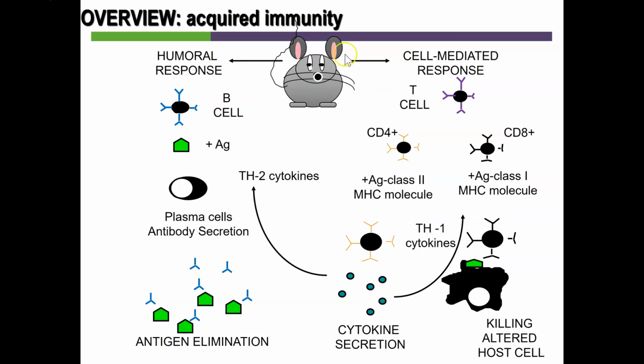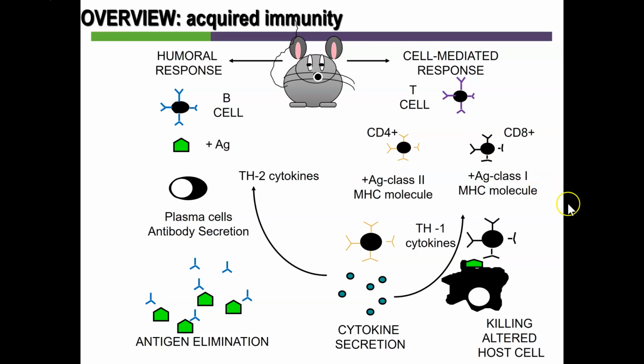We have a mouse represented up top because immunologists use mice for their studies all the time because their immune system is very much like ours. We have a cell-mediated response and a humoral response. Let's talk about the cell-mediated first because for the most part, we're going to need our CD4 positive cells on both branches. If you have a T cell with their T cell receptor on their surface, they're going to need to come in contact with MHC in order to be activated.